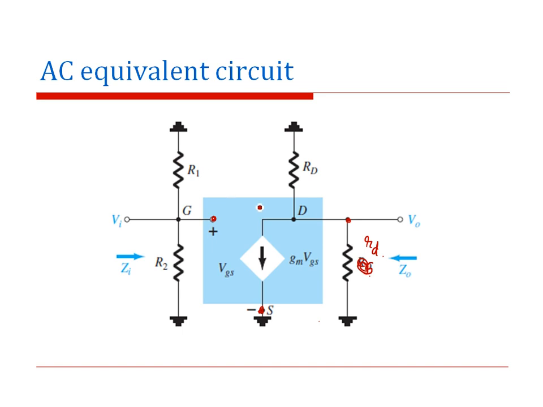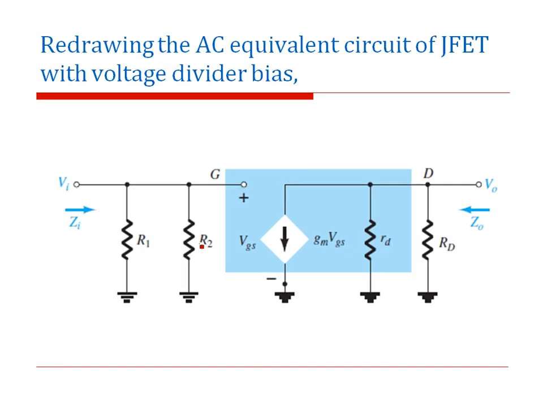So these resistors, if you further redraw the circuit, you will get R1 parallel to R2, and you have the open circuit at the input of the JFET, that is VGS is applied to the input terminal, and gm VGS current source, then RD parallel to the drain resistor rd. This is the output impedance of the JFET.